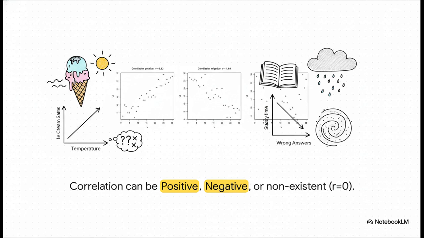Think ice cream sales on a hot day. In the middle, there's a negative correlation. As one goes up, the other goes down. Like maybe the more you study, the fewer mistakes you make on a test. And on the right, that's no correlation. The points are just a random cloud. There's no clear relationship at all.